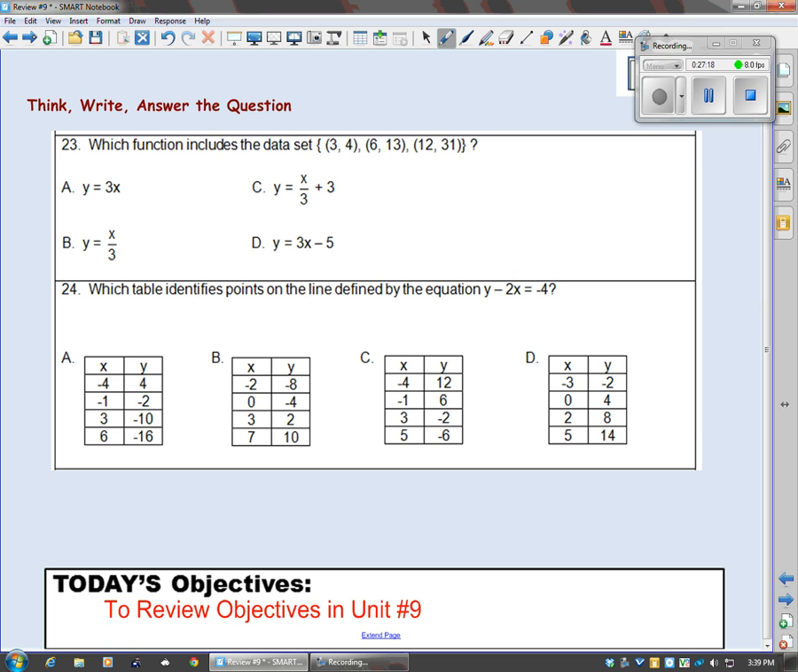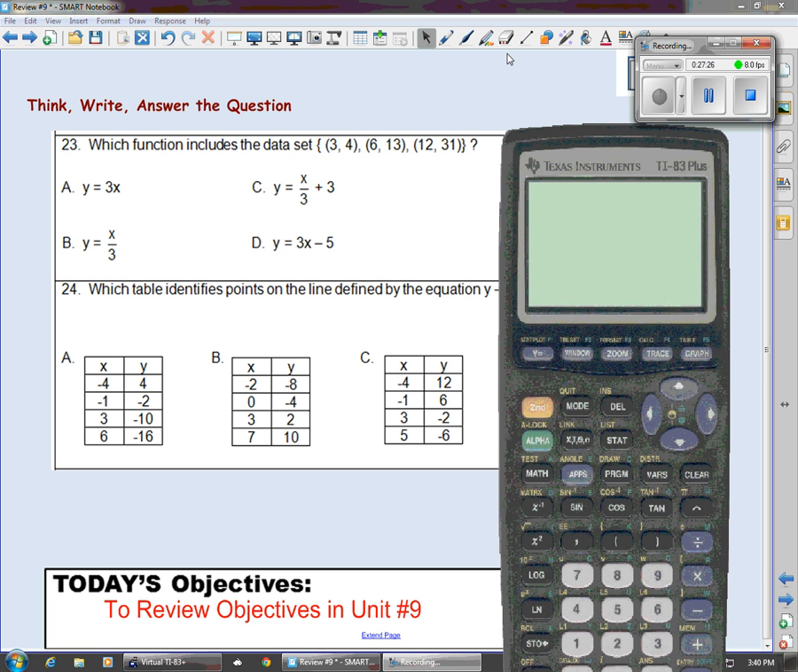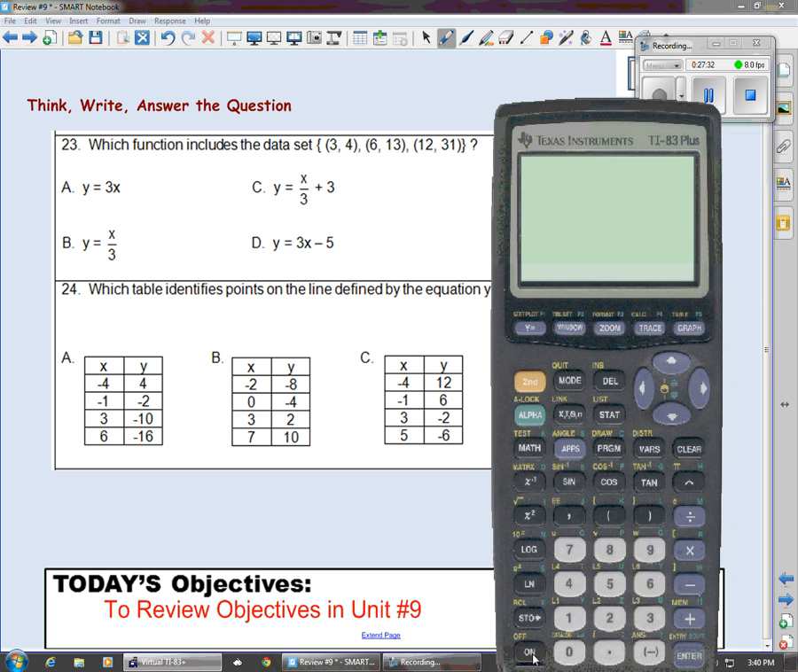Question 23: Which function includes the data set (3, 4), (6, 13), and (12, 31)? I had to pull up my other calculator. Here's my suggestion. All of these are in y equals format, so go to your calculator, go to y equals, and type in what they gave you.